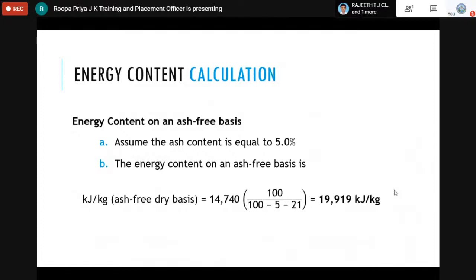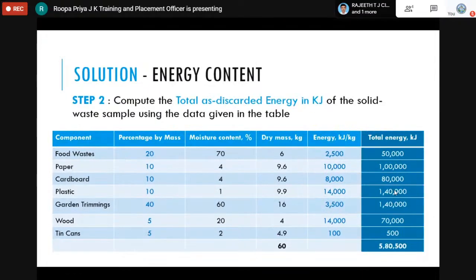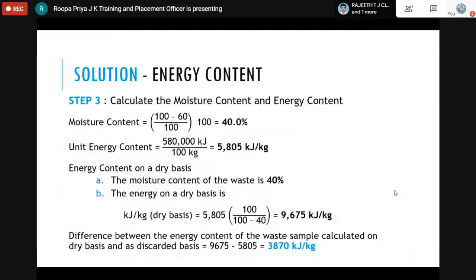Okay, so this is about energy content. Sometimes if they ask you the difference between the energy content of the waste sample calculated on the dry basis and as discarded basis, what you can do is you can consider the unit energy content value and the energy content which you have calculated on a dry basis.